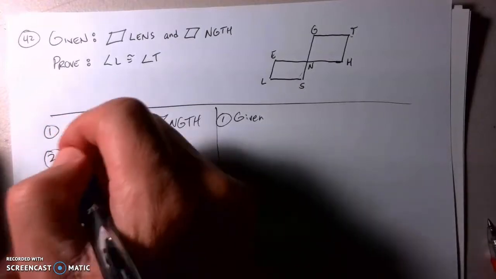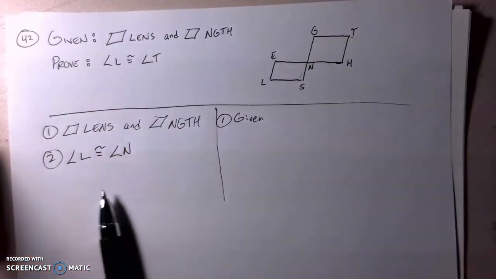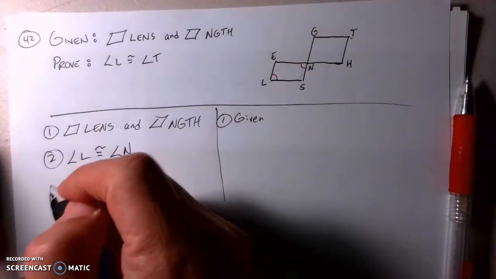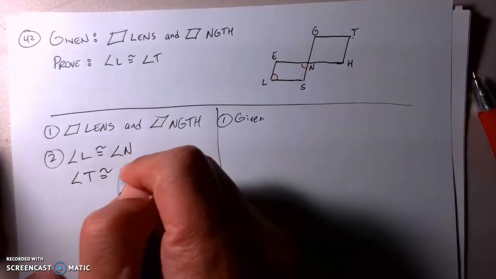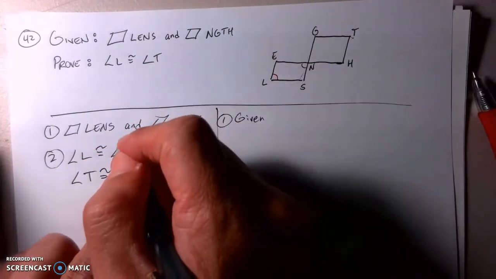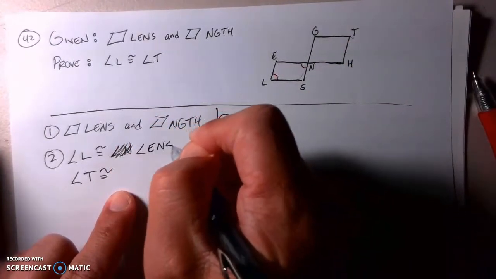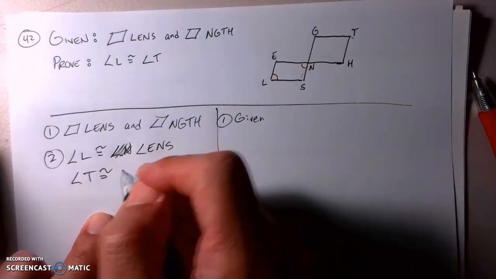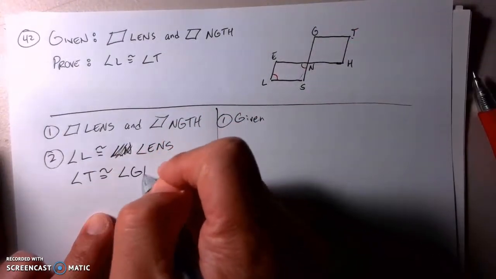Let's go with angle L is congruent to angle N. So I'm going to say this angle here is equal to this one. I'm also going to mention that angle T is equal to angle, well, actually, I shouldn't say N here because I really need to say angle ENS. There's just too many angles right there by N. And then I'm going to also say angle T here is equal to angle GNH.